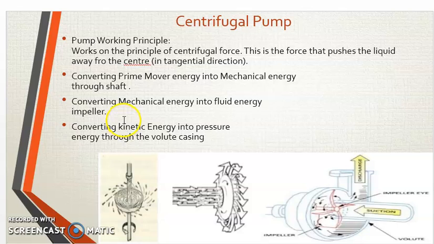Now the converting principle: converting prime mover energy into mechanical energy through the shaft, and converting mechanical energy into fluid energy, and in parallel converting kinetic energy into pressure energy through the volute casing. Here, as I told you before, this is the volute. When the mechanical energy gets transferred into the liquid, and this liquid goes out of this volute, its area suddenly increases, the velocity goes down and the pressure energy goes up. This is how centrifugal pumps work.